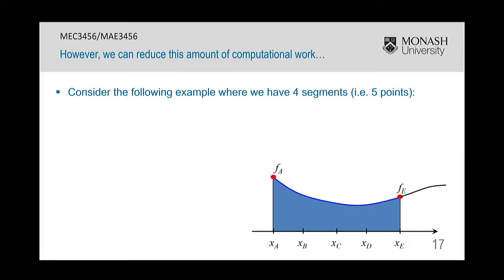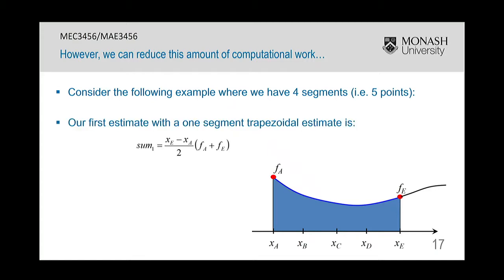So we can actually reduce the amount of computational work, and so we're going to look at a rather clever way of doing the recursive trapezoidal rule, of doing a trapezoidal rule with increasing numbers of segments. So to begin with, let's consider an example where we have at maximum 4 segments. In other words, we have 5 points. They are points x_a, b, c, d, and e.